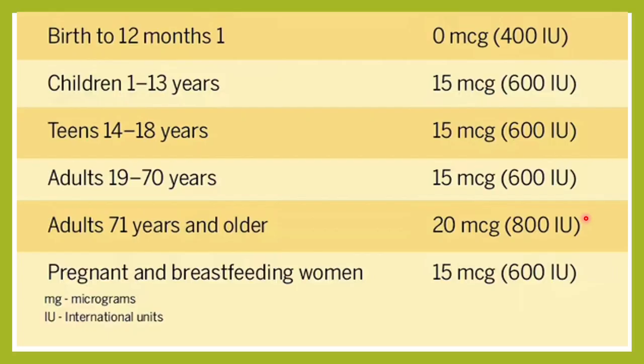The requirement of vitamin D also varies as per age. In a teenager we might require around 600 international units, whereas in an adult who is more than 70 years of age or older we might require around 800 international units, and pregnant and breastfeeding women require around 600 international units, and infants require up to 400 international units.